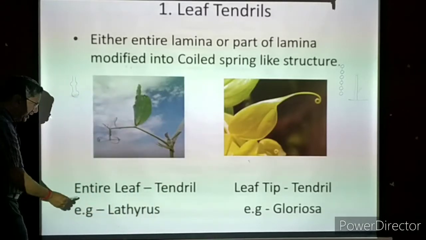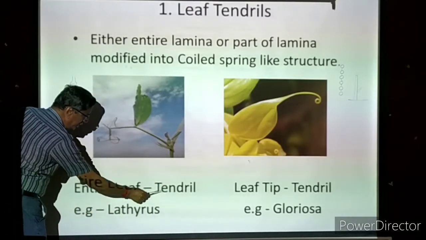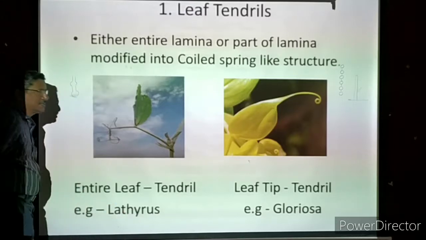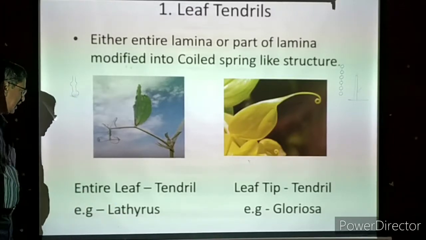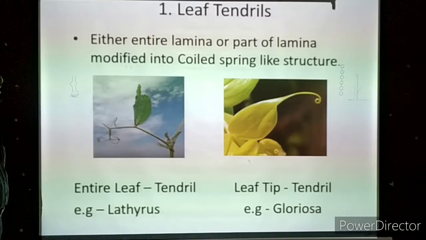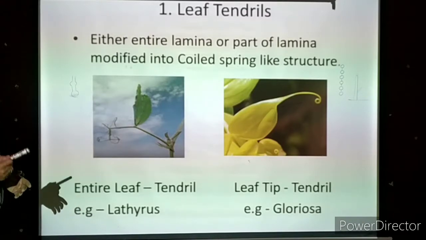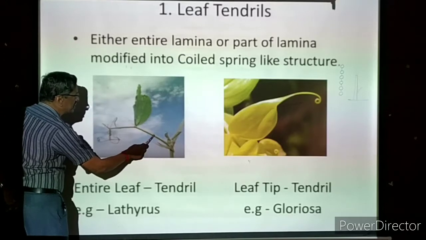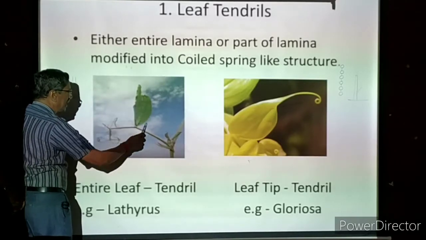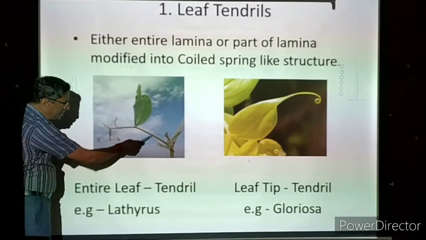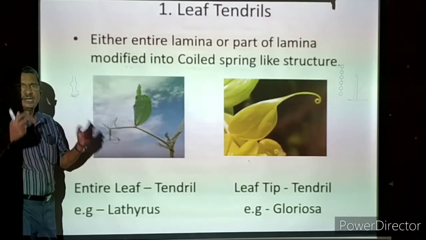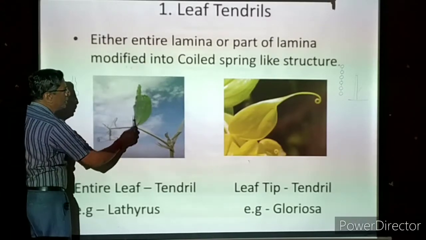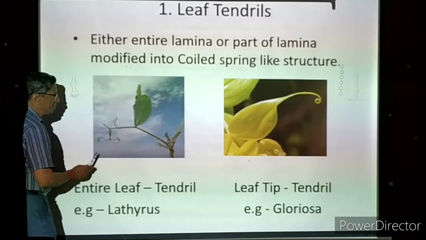Now I am taking the first one. The entire leaf is modified into a tendril. Example, Lathyrus. Lathyrus is nothing but the pea plant, sweet pea we call it. Now in that plant, this is the stem, a branch is there. This is the lamina, the entire lamina. Like that many more laminae will be there. Normal green leaves will be present, with petiole, lamina, midrib, veins, everything.